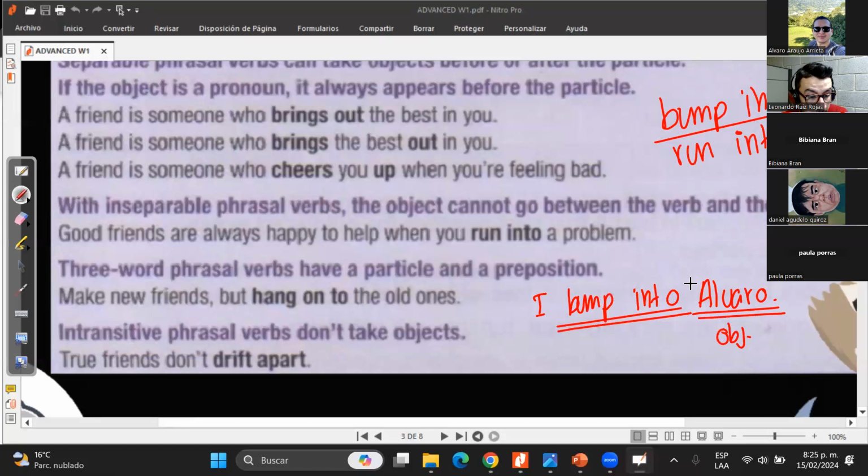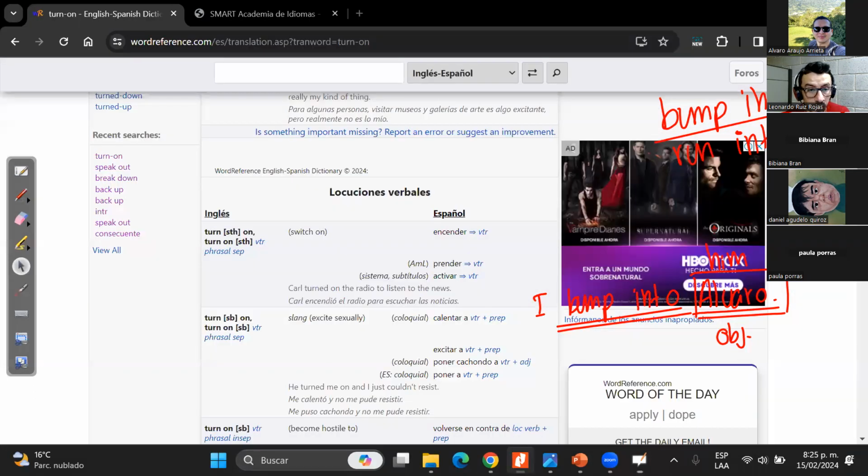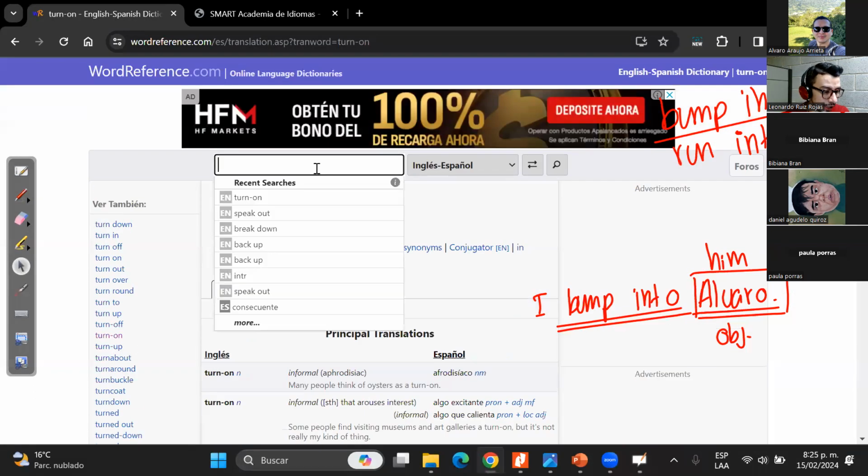Entonces, si quiero cambiar el objeto a un objeto pronombre, puedo hacerlo, pero al final. Entonces, I bump into him, ¿cierto? En ese caso no lo voy a pasar a la mitad, porque bump into es un verbo inseparable, ¿cierto? Entonces, profe, ¿y cómo hago para diferenciarlo o para adivinar? Entonces, no hay necesidad de adivinar.